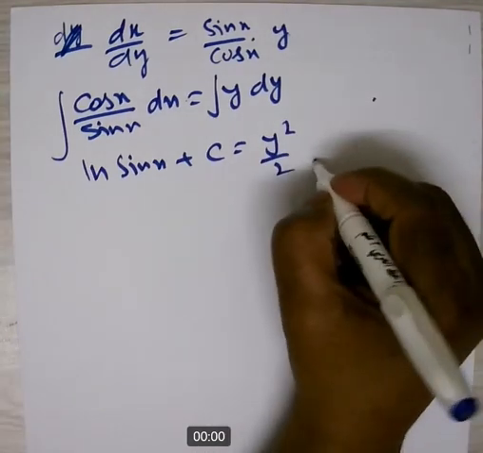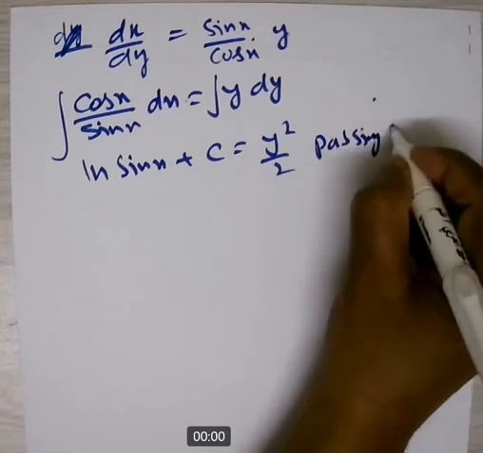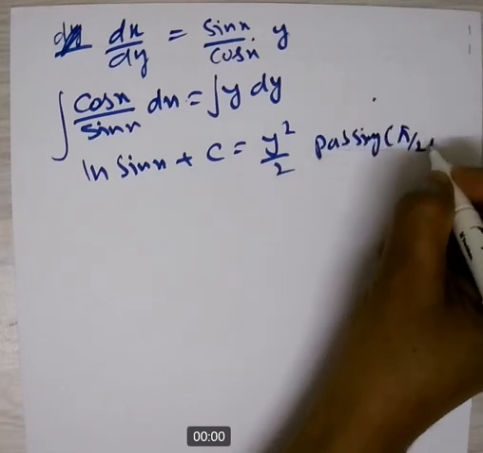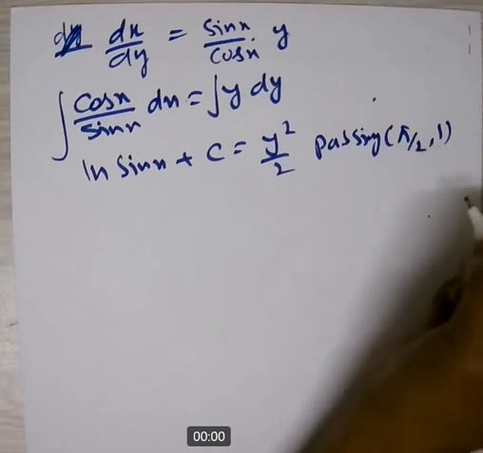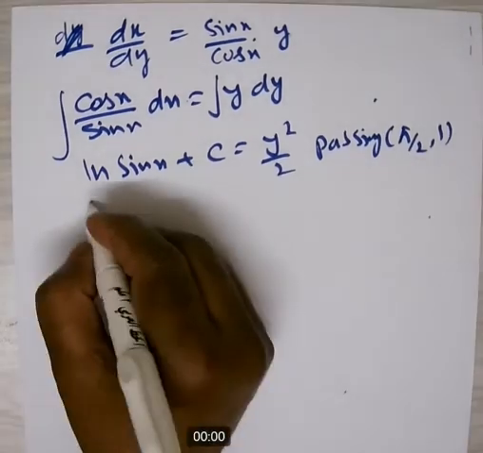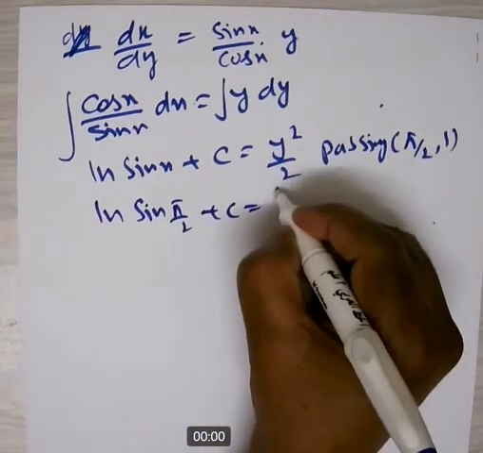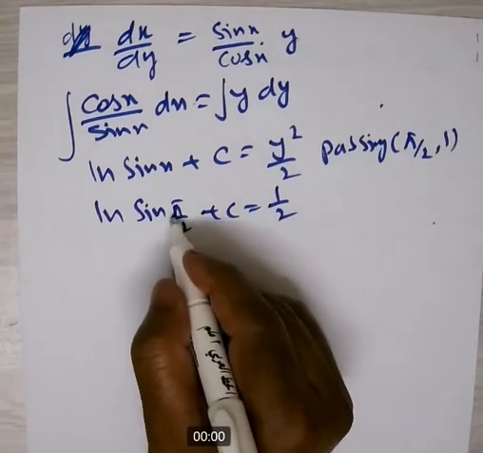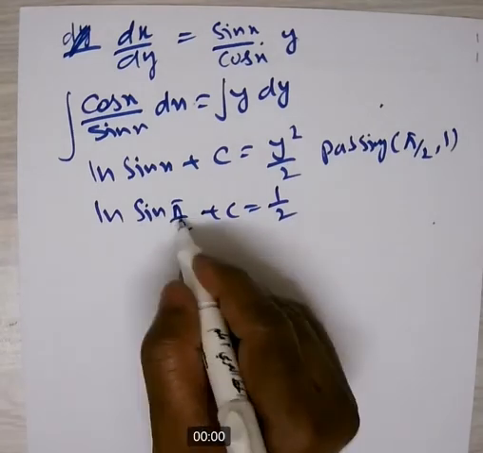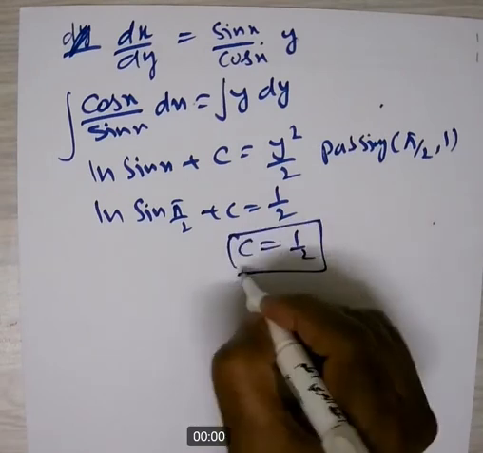Now this one is the orthogonal trajectory, but it is passing through pi by 2 comma 1. That means replace x is equal to pi by 2 and y is equal to 1. So ln sine pi by 2 plus c equals 1 by 2. Sine pi by 2 means 1, so ln of 1 is 0. So c is equal to half.